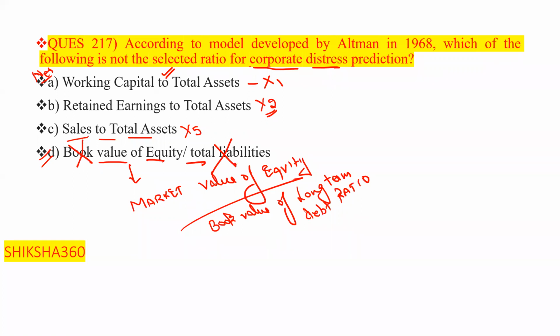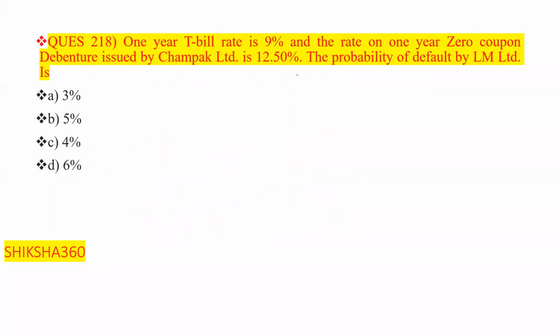Now move to the next question, question number 218. This is the probability of default question. This is the same question present in your book. For understanding purposes, so that you are able to remember this type of question also, that's why we are discussing it here. The 1 year treasury bill rate is 9%, and the rate on a 1 year zero coupon debenture issued by this company is 12.50%.